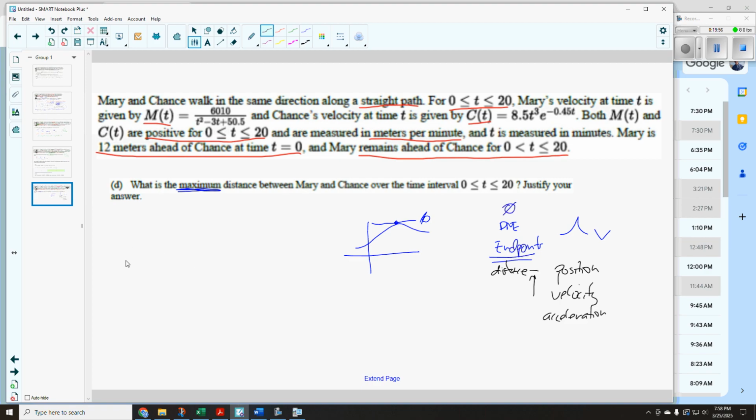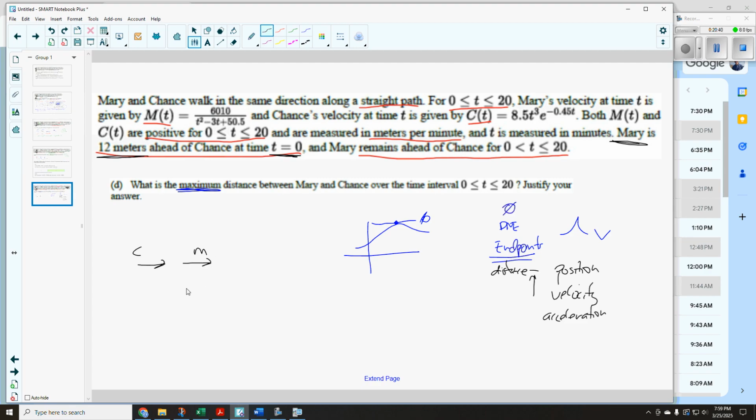Chance is starting at position 0. Mary is starting at position 12. How do I know that? Mary is 12 meters ahead of Chance at time t equals 0. So they're not starting in the same place. Here's Chance and here's Mary, and they're both walking in a positive direction. And it's both positive, so I don't really need to worry about negatives. I would like to know Mary's position at any point in time.